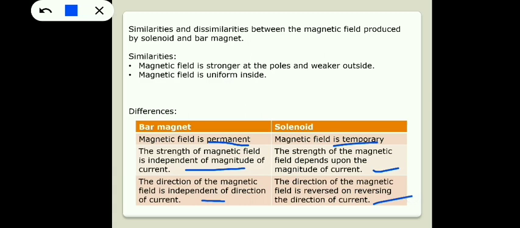But in the case of a solenoid, it's not like that. If we reverse the direction of current flowing through the solenoid, the poles of the solenoid also get interchanged. That means the direction of the magnetic field is changed, reversed. Okay, so these are some of the differences between the magnetic field produced by a solenoid and a bar magnet.